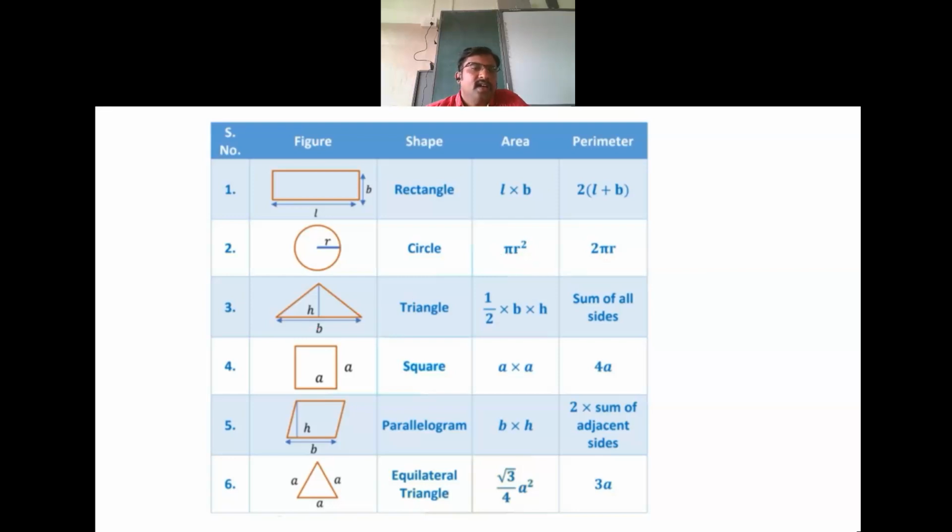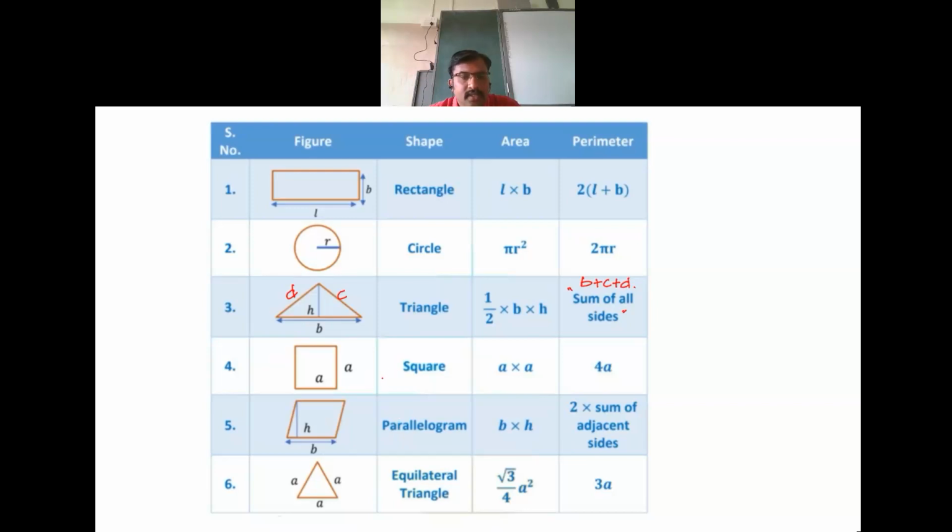If a triangle has got base as b units and height of the triangle is h units, its area is half base into height and the perimeter is sum of all the sides. Here I have not mentioned any letters for this because only the base I have mentioned here. If I say that this is C and this is D, perimeter will be B plus C plus D.